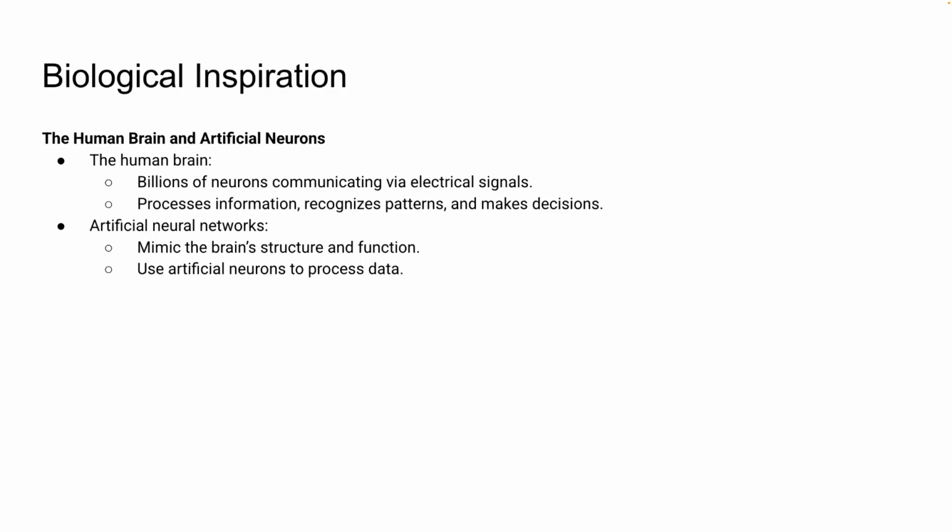Let's take a step back for a moment. Think about the human brain. It's made up of billions of tiny cells called neurons. These neurons communicate with each other through electrical signals, forming complex networks that allow us to process information, recognize patterns, and make decisions. Now, imagine if we could replicate this process in a computer. That's exactly what artificial neural networks aim to do.